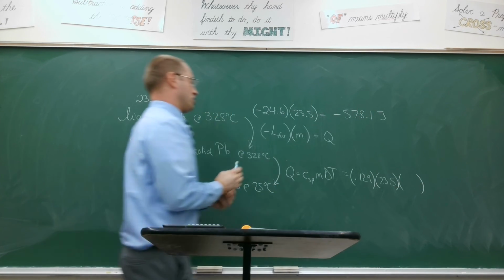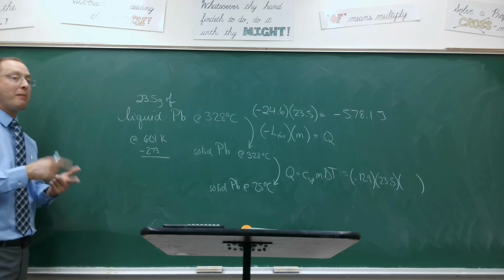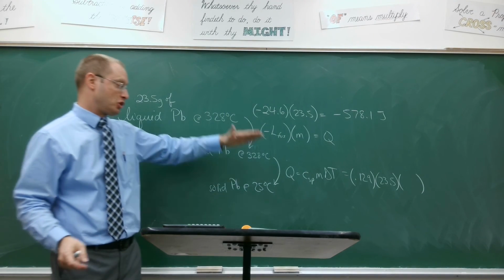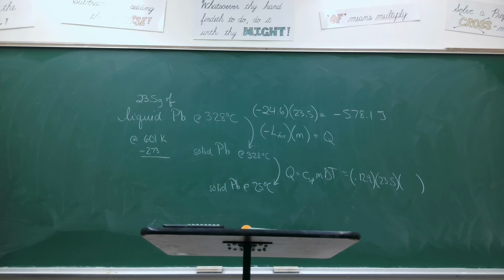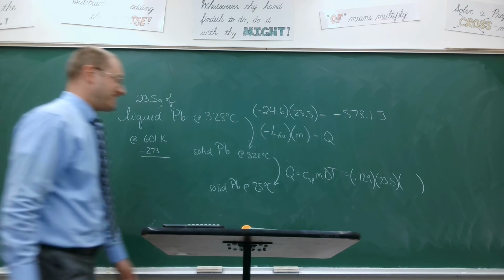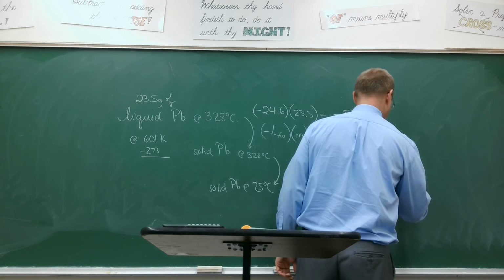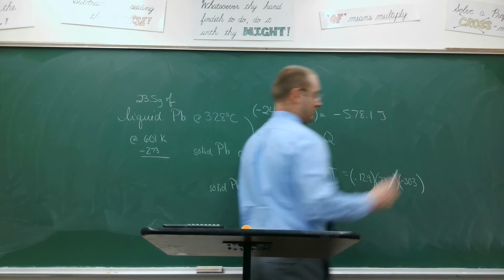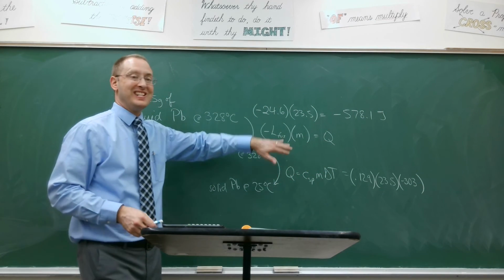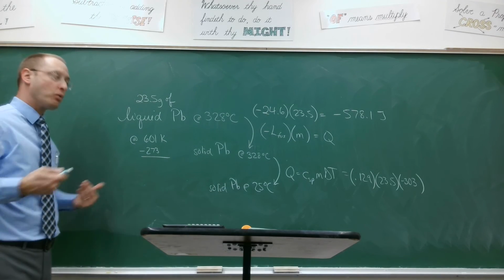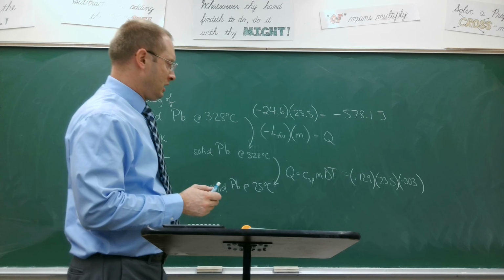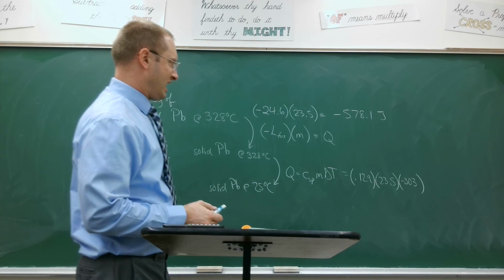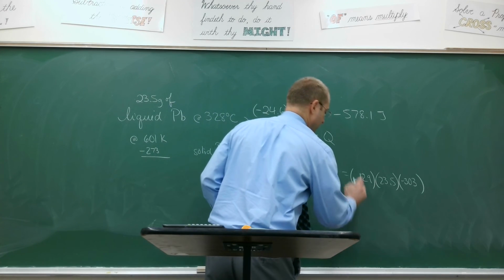Now here's the fun one. What's the temperature change? Remember, final minus initial. I need to get it down to 25 degrees Celsius. It's currently 328. Negative 303 degrees Celsius. Negative temperature change because negative heat. We're taking the heat out of the lead. And so we multiply all those numbers together, and we get a slightly bigger value here, I think.